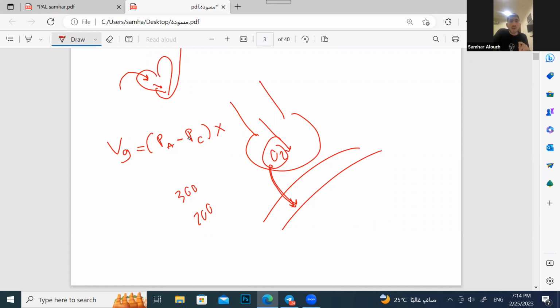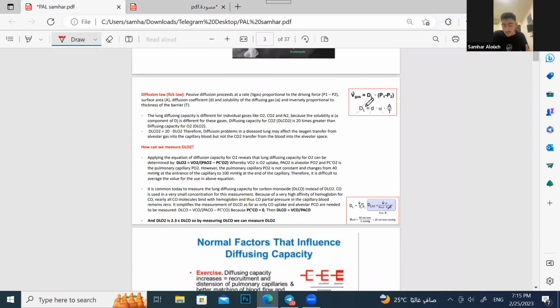And we multiply it by D. D is, let's say, the opposite of resistance. It's the ability to go from here to here, okay? This D has many things. So let's start. Now the real session starts. This is the equation: V gas is D_L multiplied by the pressure difference. The pressure difference is the driving force. The D is the ability of the gas to go from here to there. What is D?